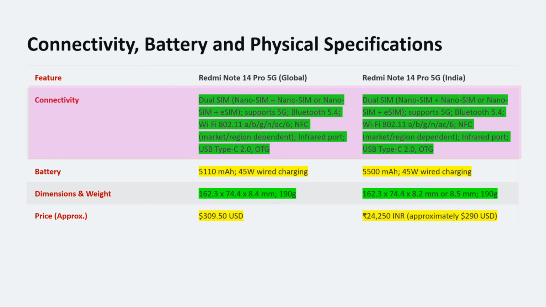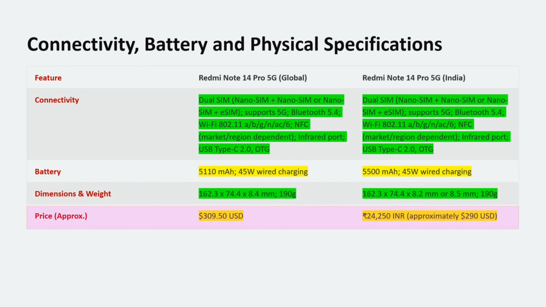and OTG. Battery of global version is 5110 mAh and 45 watt wired charging. Battery of Indian version is 5500 mAh and 45 watt wired charging. Dimensions of both the version is 162.3 into 74.4 into 8.4 mm. Weight of both the version is 190 grams.